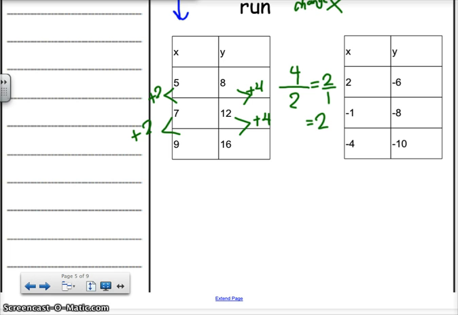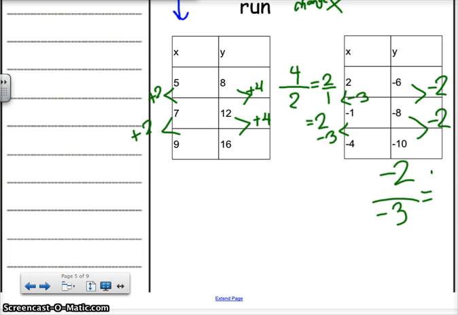Okay, y over x again on this next table. How did my y change? What did I do to negative 6 to get to negative 8? Minus 2. Minus 2. So my y changed by minus 2. 2 to negative 1, it looks like I minus 3. Minus 3. Negative 2 over negative 3, what's that turn into? Positive 2 over 3. Yep, so my slope is positive 2/3.